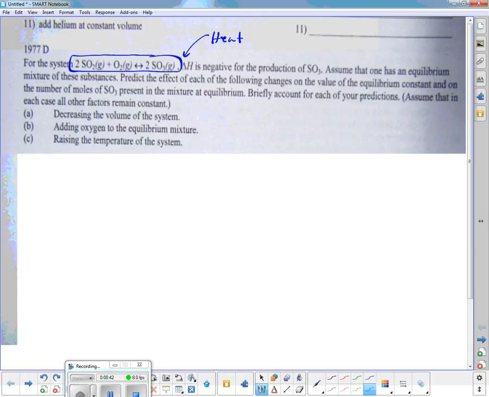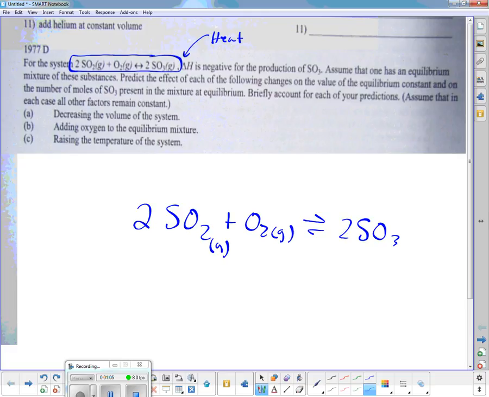Assume that has an equilibrium mixture of these substances. Predict the effect of each of the following changes. So we're just doing Le Chatelier. This is just doing Le Chatelier. So if I'm going to write this down here again, just without anything, well, I'm going to put the gases. O2 gas, 2SO3 gas. So this is what I was showing you the other day.